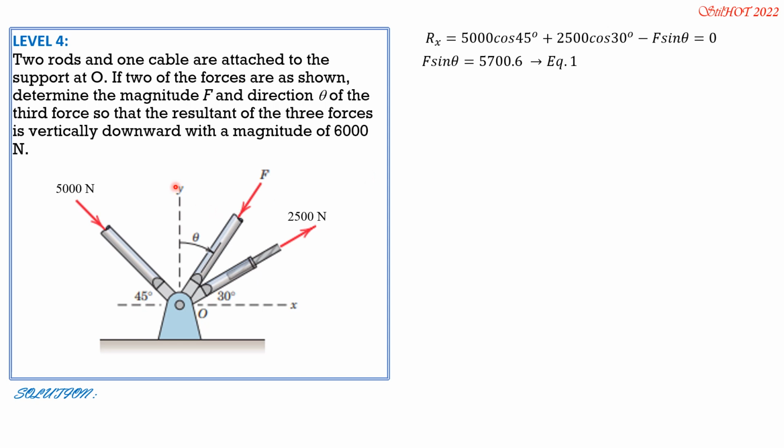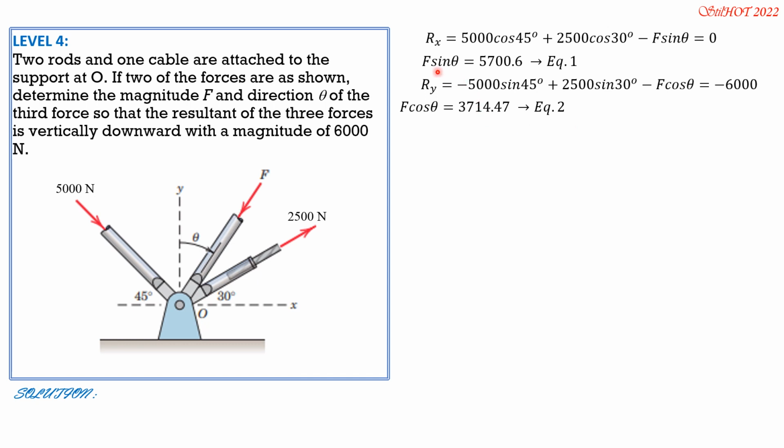Then Ry is negative 6,000. 5,000 sine 45 is negative, so this is negative 5,000 going down. Ry equals negative 5,000 sine 45, positive 2,500 sine 30, then negative F cosine theta going down, then equals negative 6,000. So F cosine theta is negative 5,000 sine 45 plus 2,500 sine 30, then plus 6,000. Transpose that to the right. So F cosine theta equals 3714.47. Call that equation 2.